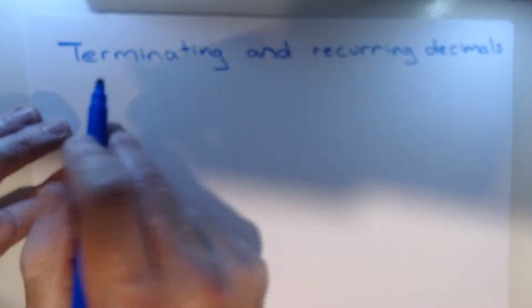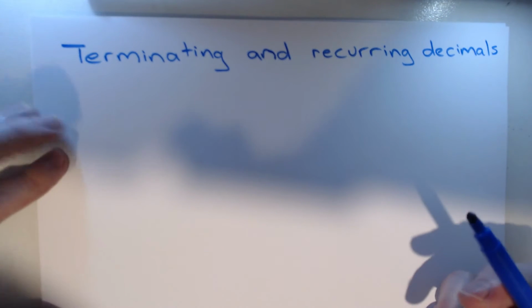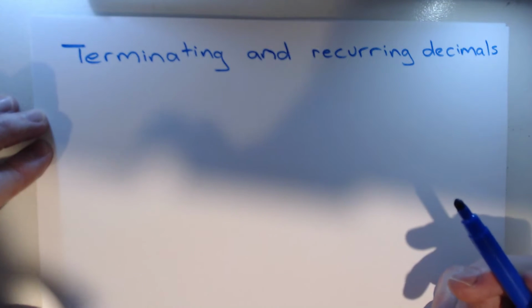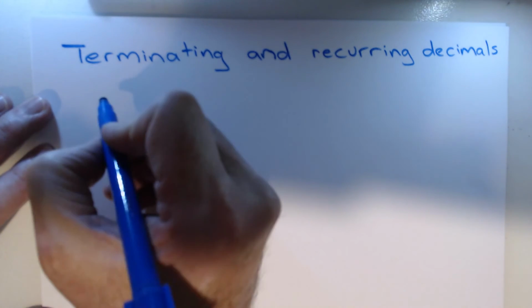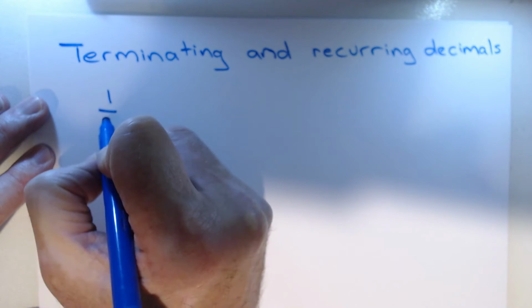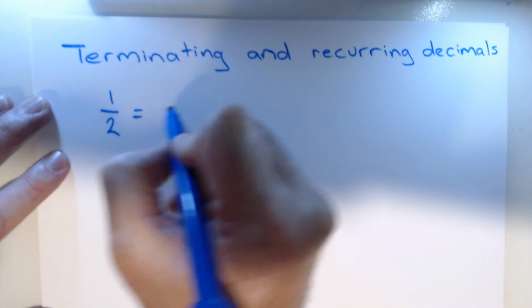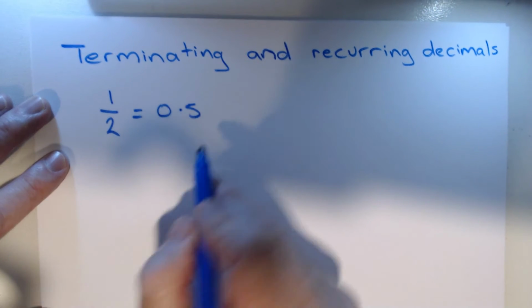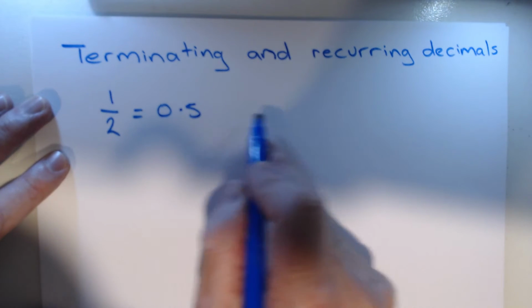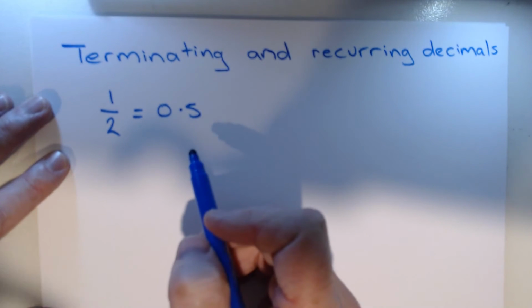In this video we're going to look at terminating and recurring decimals, what they are, and the difference between the two. The first one, a terminating decimal, is fairly easy to describe. If we have the fraction a half, an equivalent decimal for that, we all know, is 0.5. This is a terminating decimal. You'll see that there's no extra digits following on, there's no repetition, it stops at 0.5.